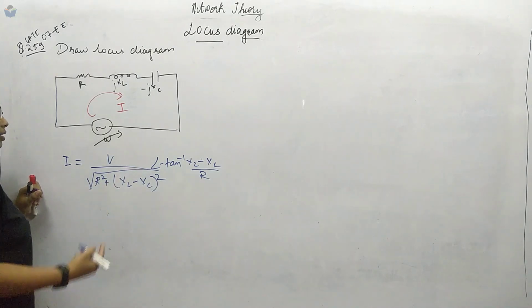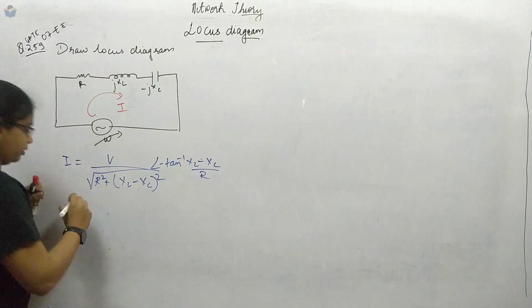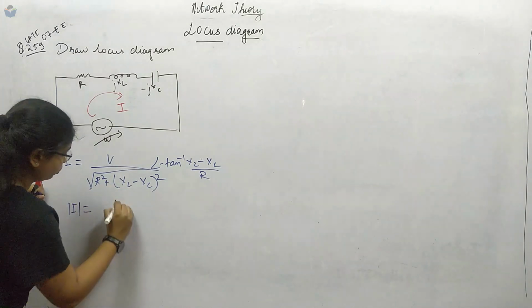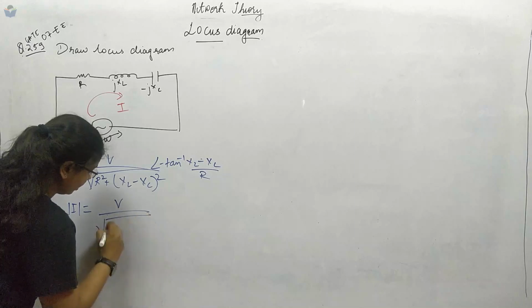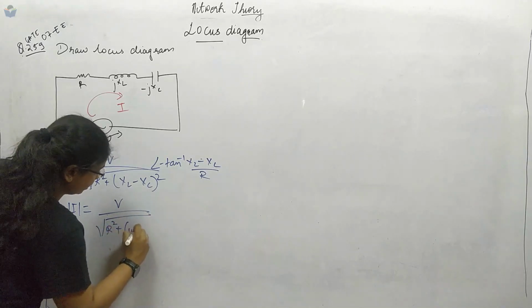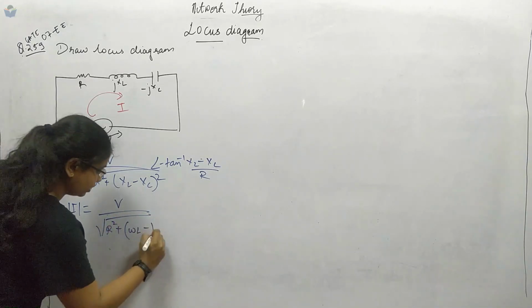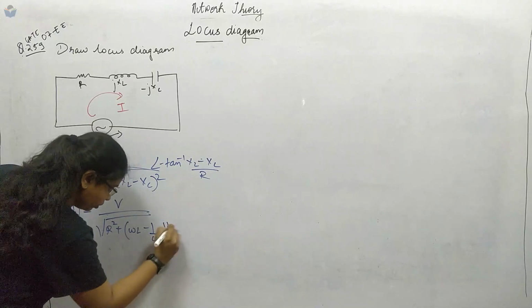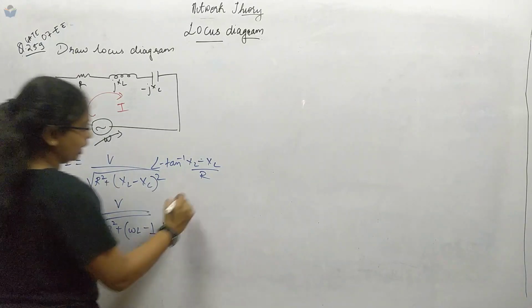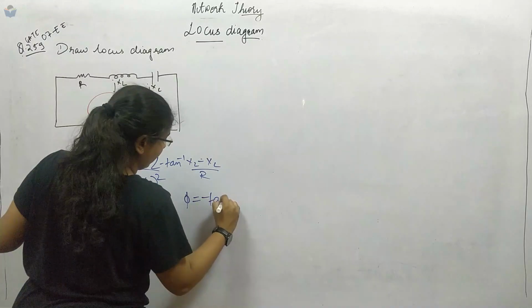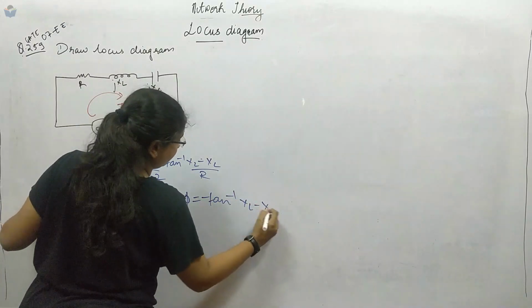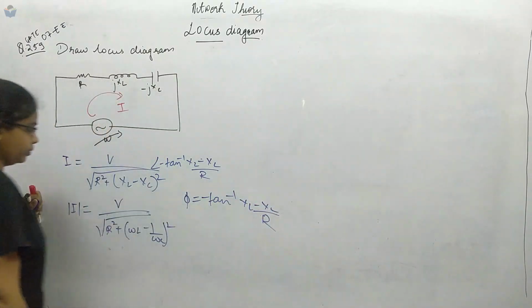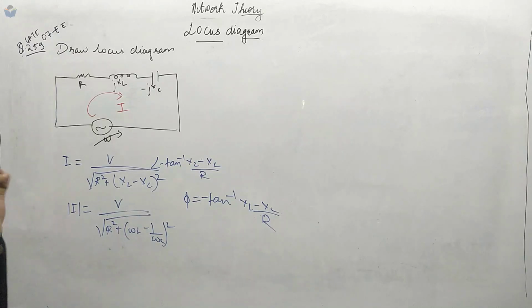Now here we do not see any frequency term, but we can write XL as omega L, and XC as 1 over omega C. First let us take the magnitude, V divided by the square root of R square plus (XL minus XC) square. And phi will be minus tan inverse of (XL minus XC) divided by R. We are varying the supply frequency.